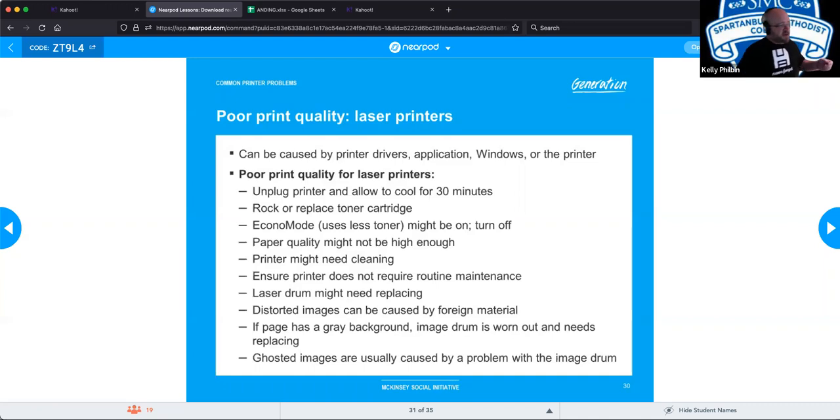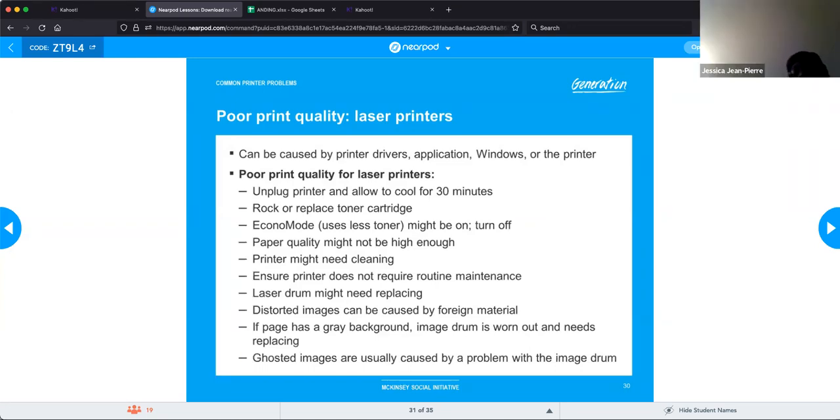You can put it on Econo mode, which uses significantly less toner, or it may already be turned on, and that's why things are coming out lighter. It looks like a rough draft, so it may already be on economy mode. Paper quality itself may not be high enough. Another thing is it may just need cleaning. Like Jessica's printer, it may just need to be cleaned. Just needs a little love.